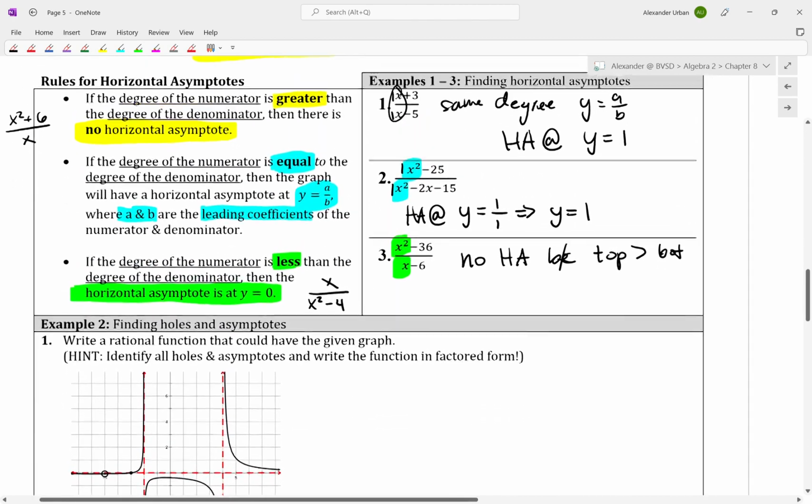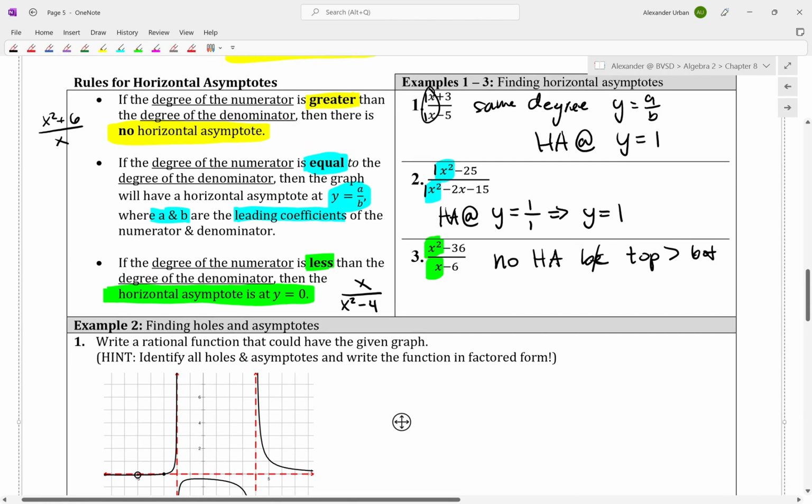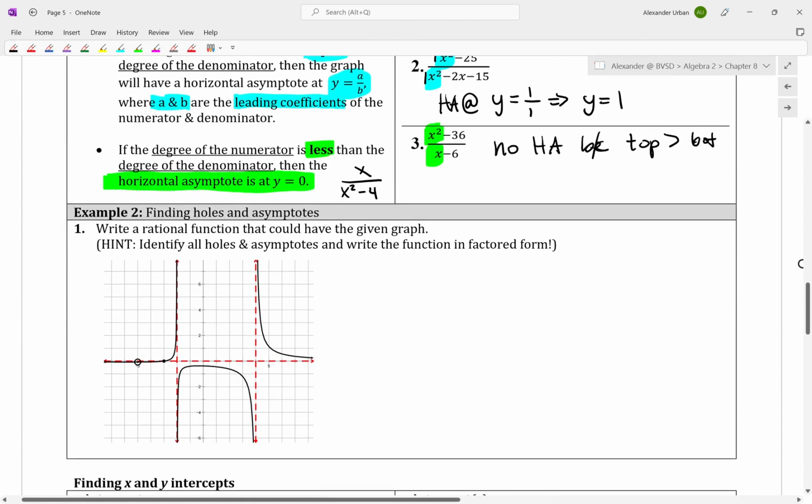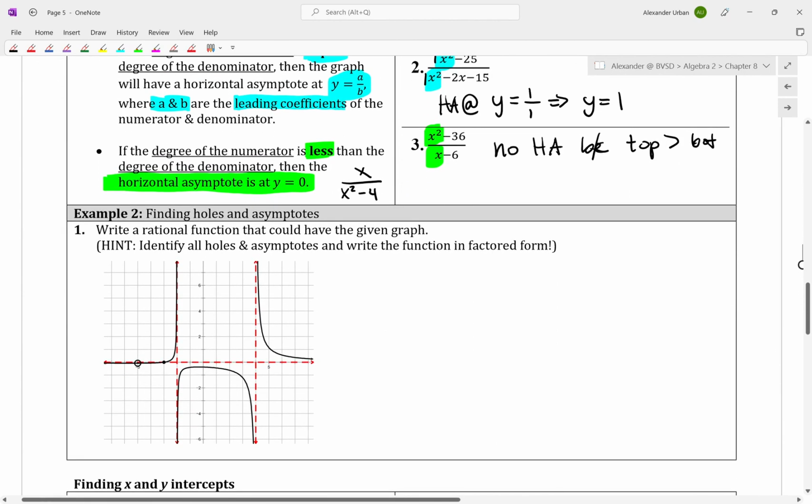So this one is really, really important. Make sure you're taking a look at these notes and pausing, maybe reading through it a couple more times. We're going to flip back and forth from this. But example 2 is finding holes and finding asymptotes. So this is you cataloging what's on the graph.